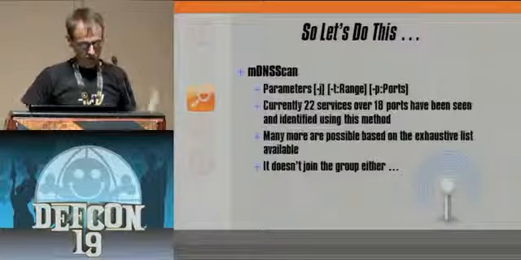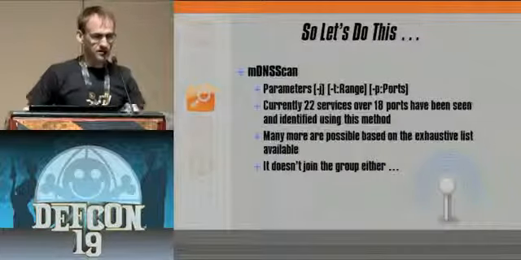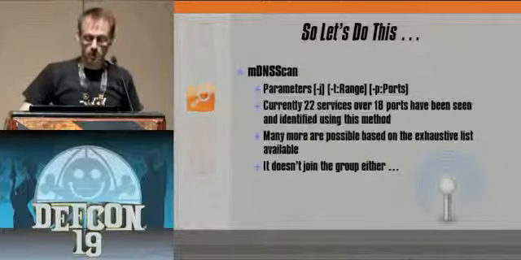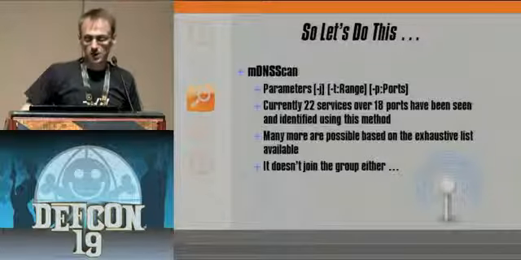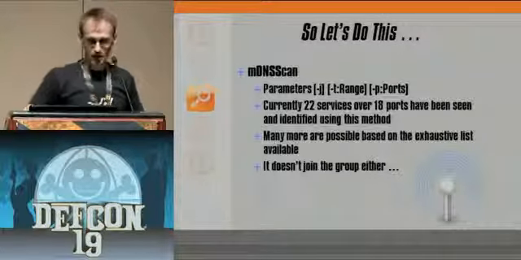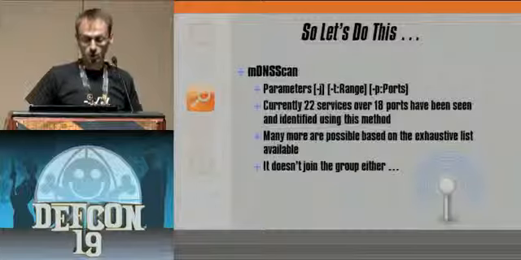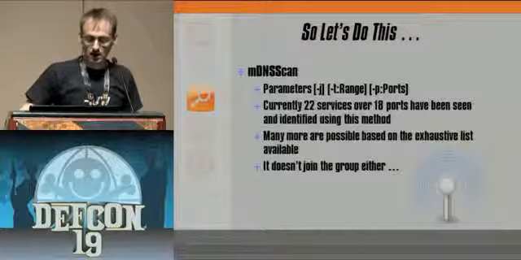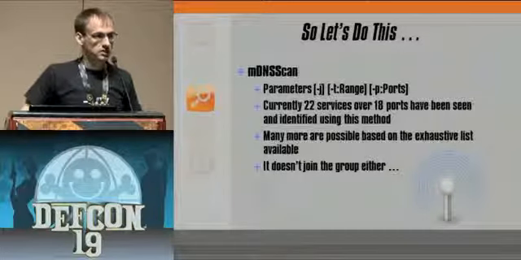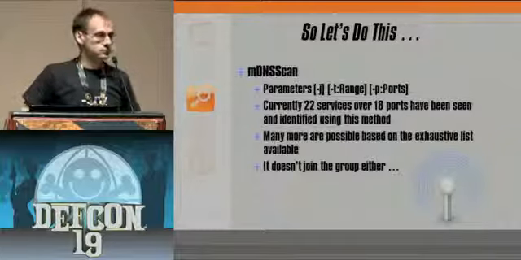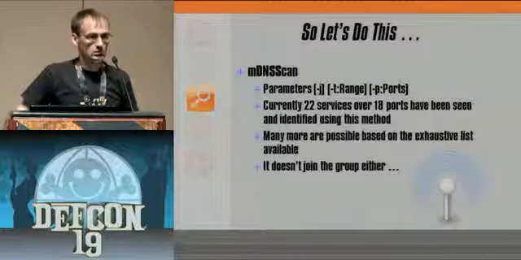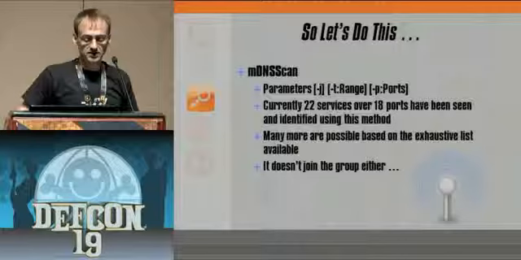Okay? So, I'm still excited and coding late into the night, and I create MDNS scan. Like any good port scanning tool, it allows you to select a range that you're interested in, as well as any particular service ports that you're interested in. Currently, 22 services over 18 ports have been identified using this method. Many more are possible, based on that exhaustive list that they have for DNS service discovery. One of the links that I have later on refers you to that list of all the different services out there that are supposedly available somewhere and findable using DNS service discovery.